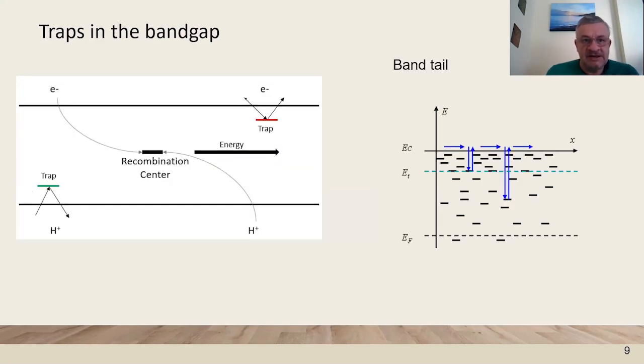Then there are different cases. For example, if we have a shallow trap, then the carrier will be trapped and released very rapidly. But if we have a trap in the middle of the gap, this is a recombination center, so there will be diffusion and recombination. And if there is an exponential density of states, the electrons will be trapped and released with different rates, because deeper traps will trap them for longer time than shallow traps.